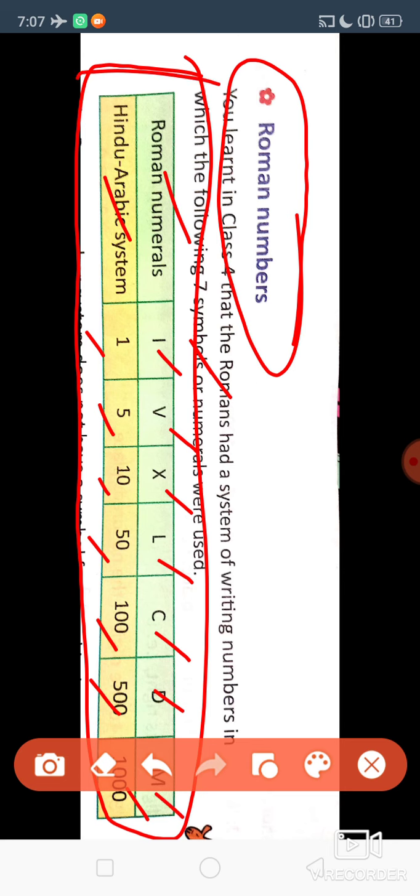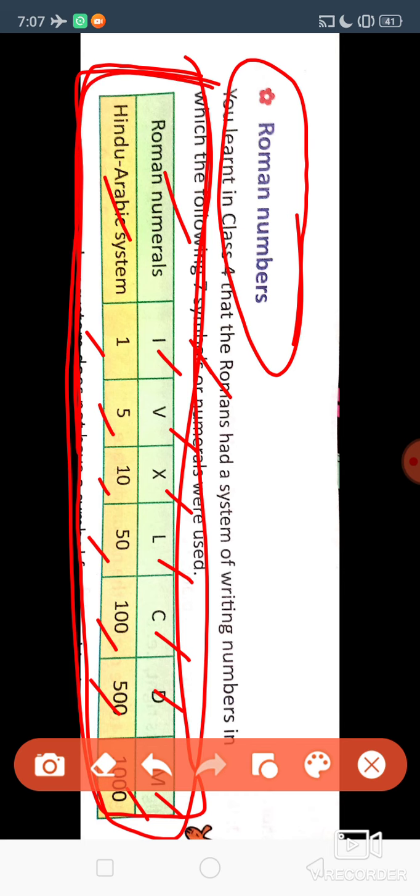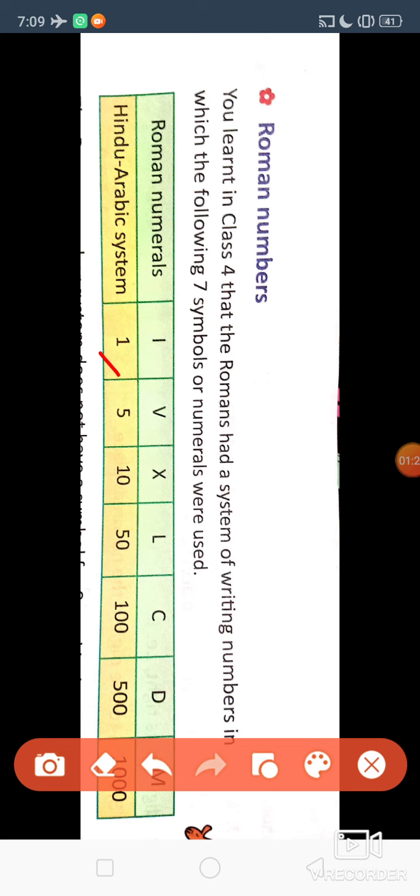So first of all you will complete this table and you have to learn it properly. Then only you will be able to write any number in Roman numbers. Now for various numbers, Roman numbers are given. For 1 I, for 5 V, like that.